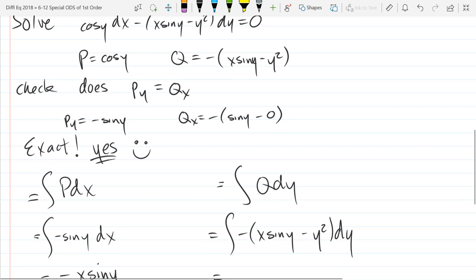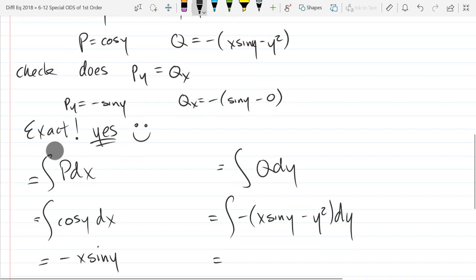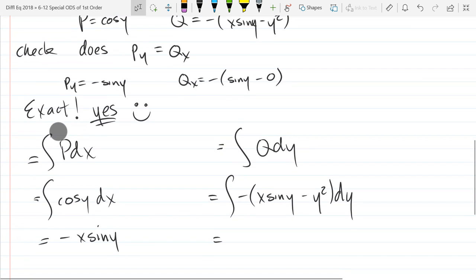Oh, no. I put Py in there. Wait, yeah, so that should be cos y. Oh, I totally lied. There is going to be a cosine in your antiderivative. Did I mess up on Q? Somehow I wrote that one correct.